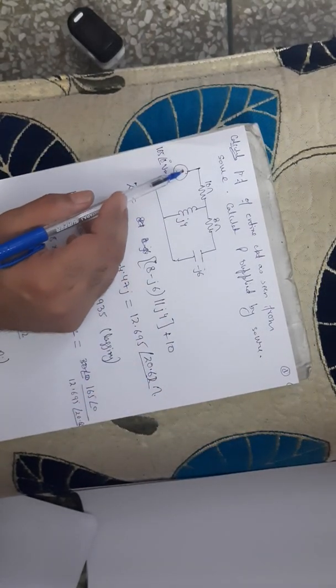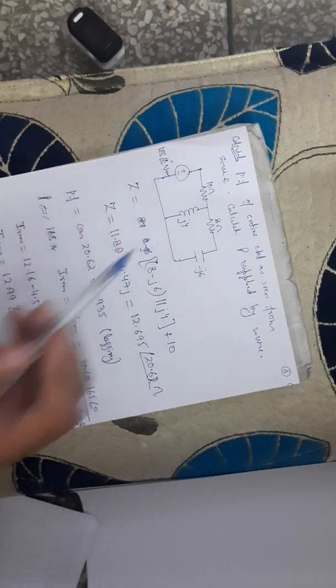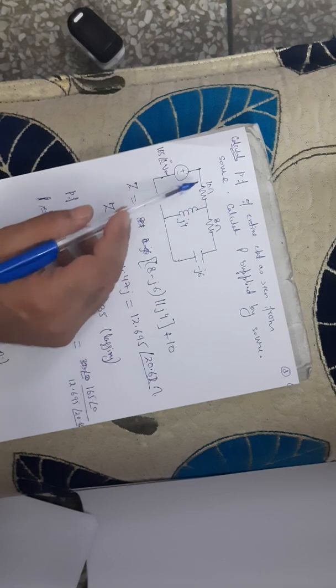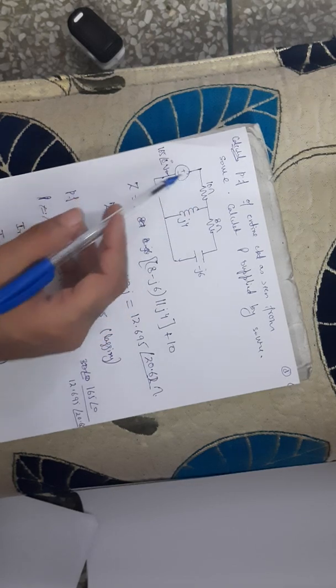So we have to calculate the power factor of this entire circuit, and we also have to calculate the average power that is supplied by the source. If you want to calculate the power factor of the entire circuit, you should know the impedance of the circuit, and simply the angle of that impedance is the power factor angle. From there you can calculate cos phi.